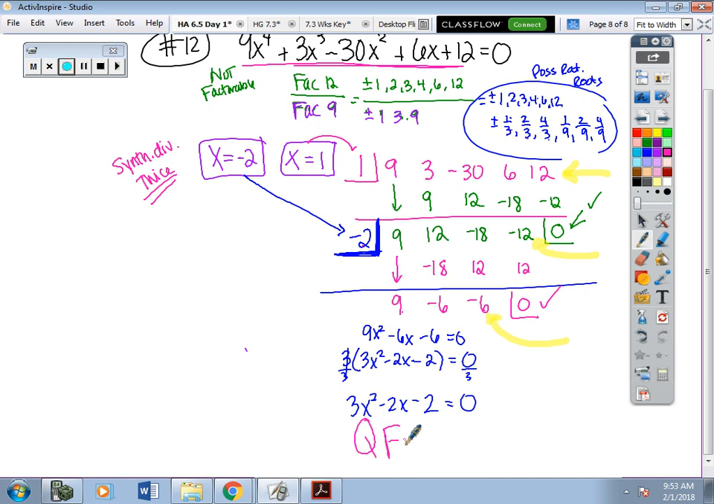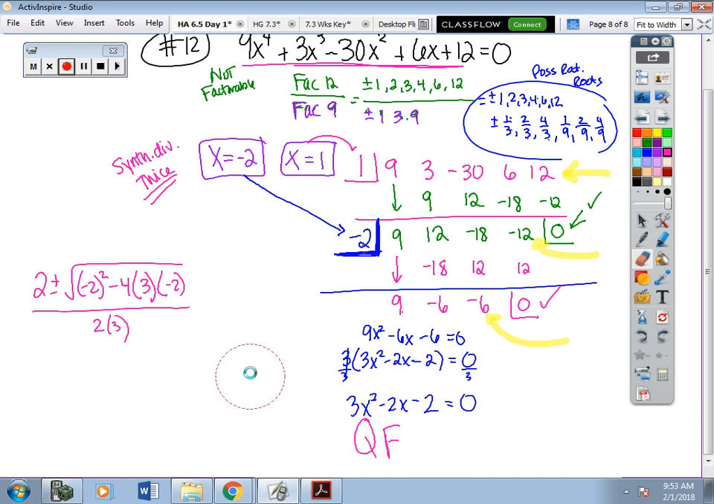The quadratic formula would be negative b, which is 2, plus or minus the square root of -2 squared minus 4 times a times c, all over 2a. And we just need to simplify this. 2 plus or minus the square root of 4 times... Now again, you want to multiply all these things together. Negative 12 times negative 2 is a positive 24. Over 6. 2 plus or minus the square root of 28 over 6.